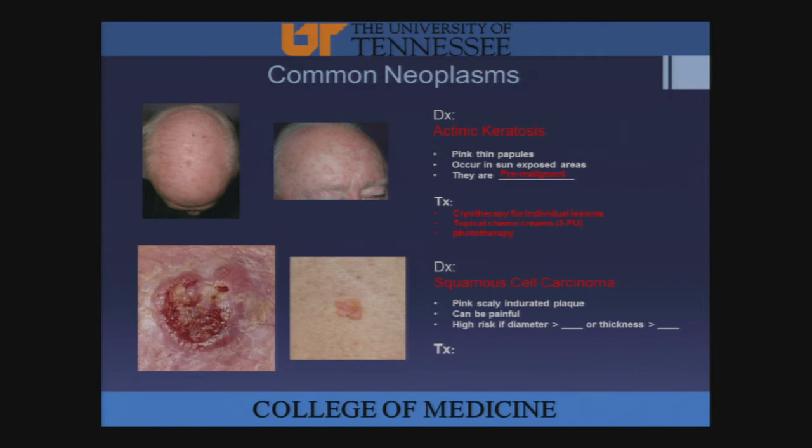So higher risk if the diameter is greater than 2 centimeters, or thickness greater than 5 millimeters. This is also 2. So it's like a rule of 2s with these, okay?